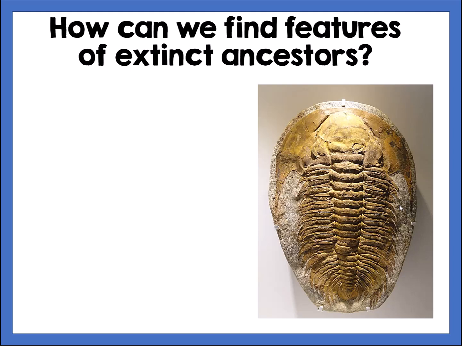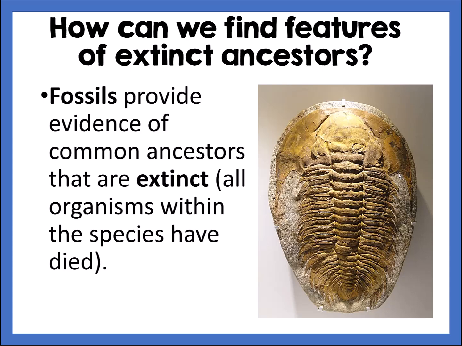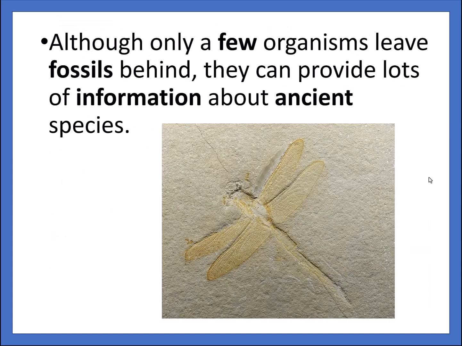So how can we find features of extinct ancestors? If we're making these cladograms, obviously these are sometimes based on organisms that are no longer in existence. Fossils provide evidence of common ancestors that are extinct, which means that all organisms within the species have died out. Although only a few types of organisms, and even only a few organisms of those types, leave fossils behind, they can provide lots of information about ancient species.